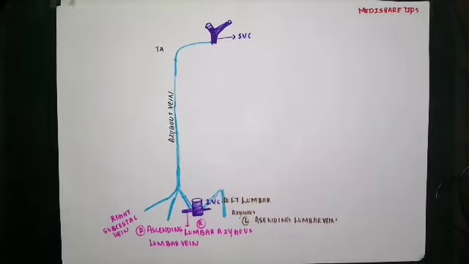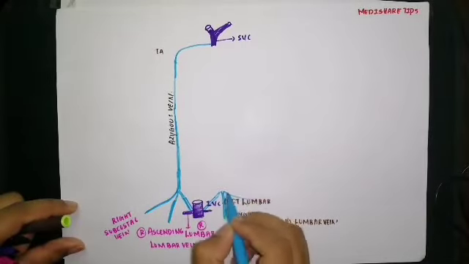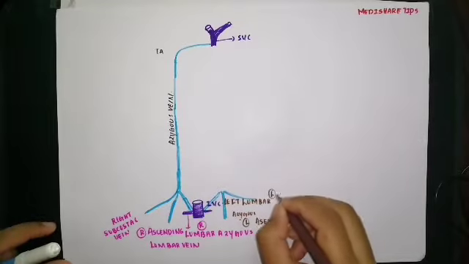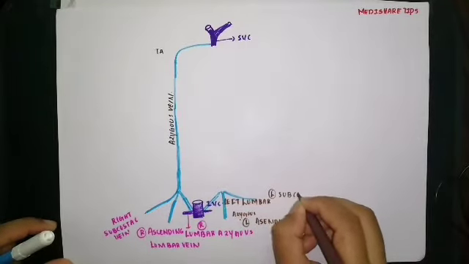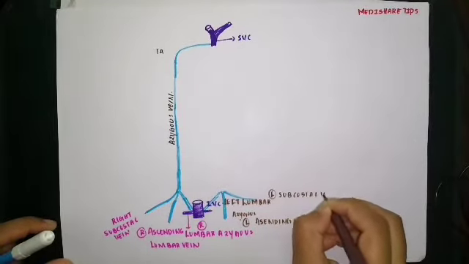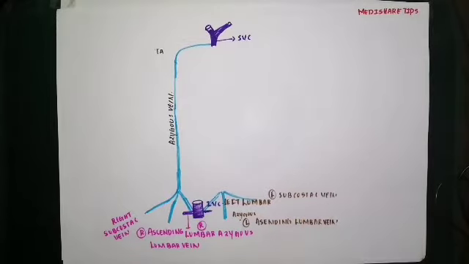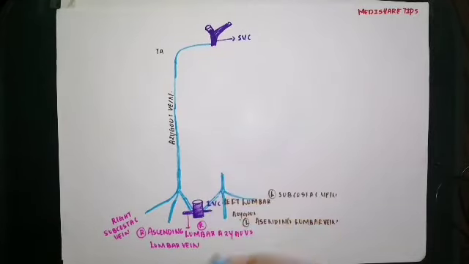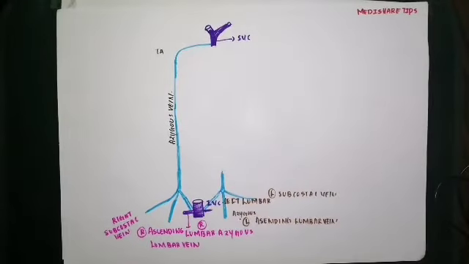and the left subcostal vein. So these three veins unite to form the hemiazygous vein. So the hemiazygous vein is formed. So this is the hemiazygous vein. The hemiazygous vein is also called the inferior hemiazygous vein.